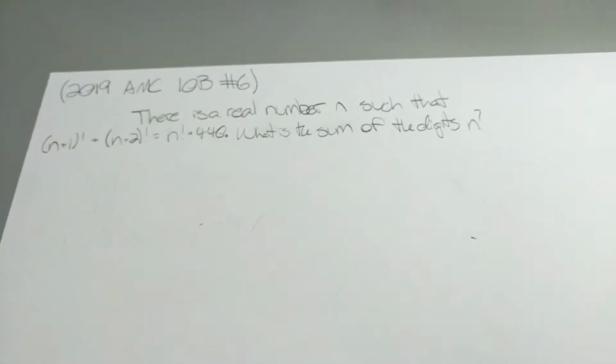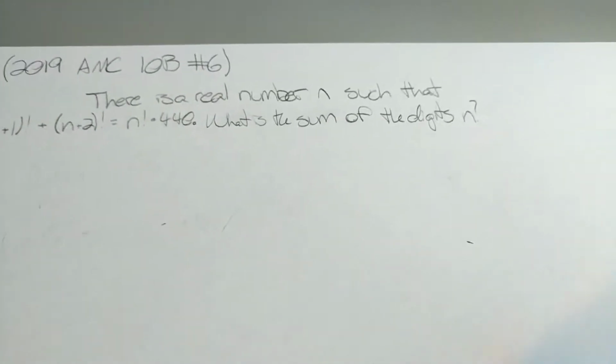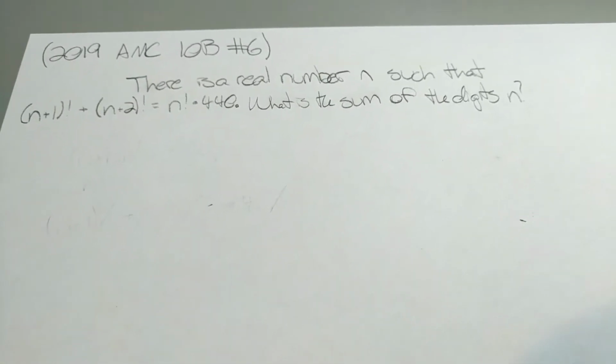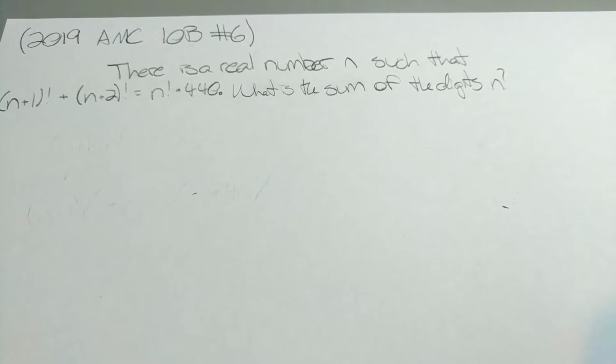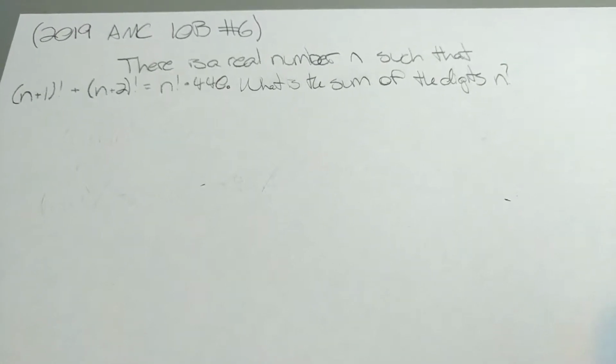Hello, this is 2019 AMC 10B number 6. There is a real number n such that (n+1)! + (n+2)! = n! times 440. What is the sum of the digits of n?